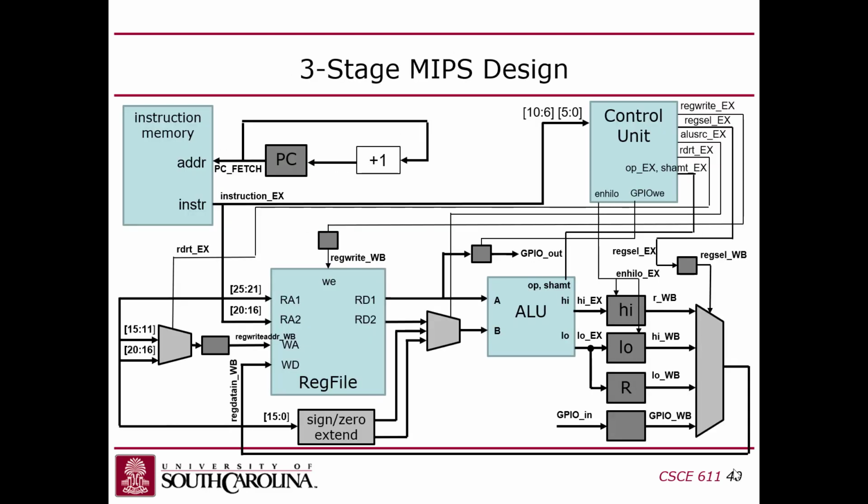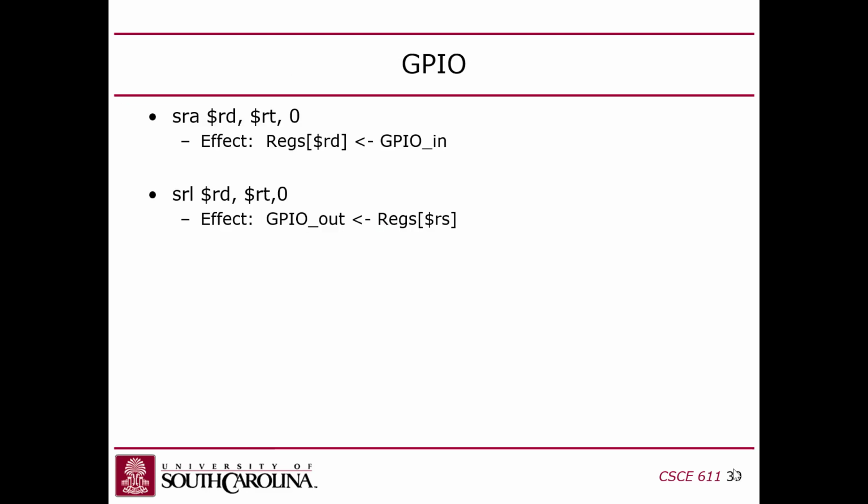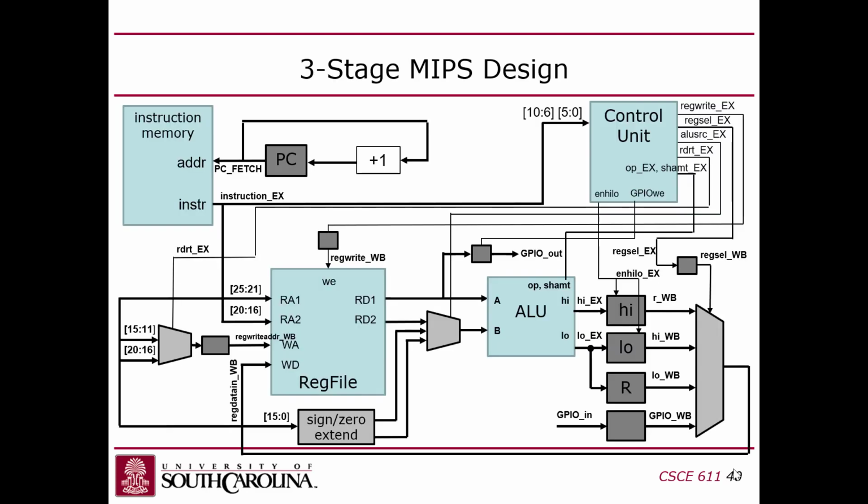Okay, and then I think I mentioned this last time, but we need a way to get data in and out. Normally you do this through load and store instructions, but we don't have load and store instructions yet. So we added this little hacky thing where if you do a shift right arithmetic with a 0 offset, it'll bring in a GPIO signal. And if you do a shift right logical with a 0 offset, it'll write a GPIO out.